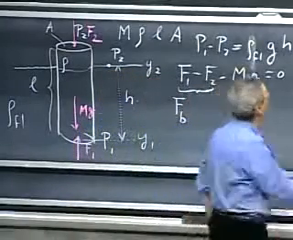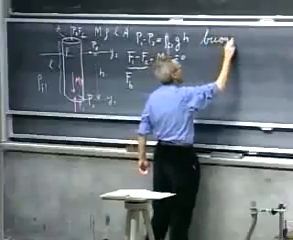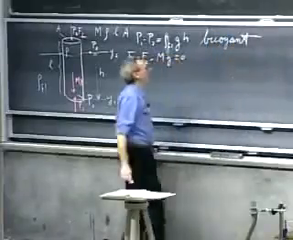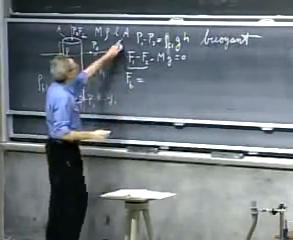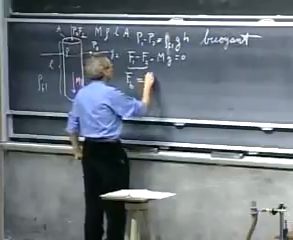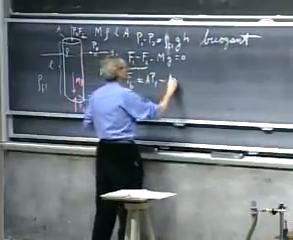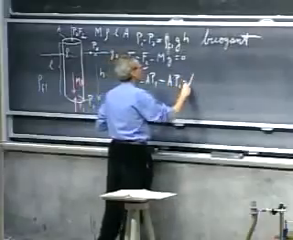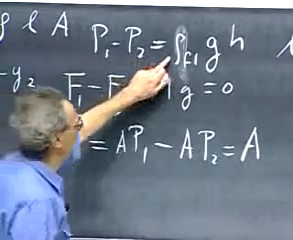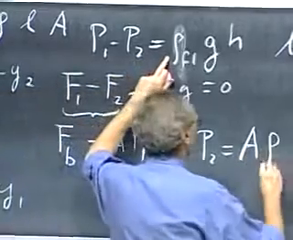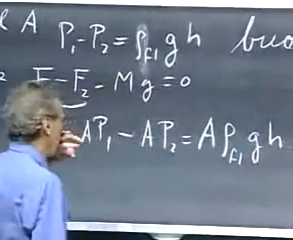And buoyant is spelled in a very strange way, B-U-O-Y-A-N-T. Always have to think about that. It's the buoyant force. F1 equals the area times P1, and F2 is the area times P2. So it is the area times P1 minus P2, and that is rho fluid times g times H.